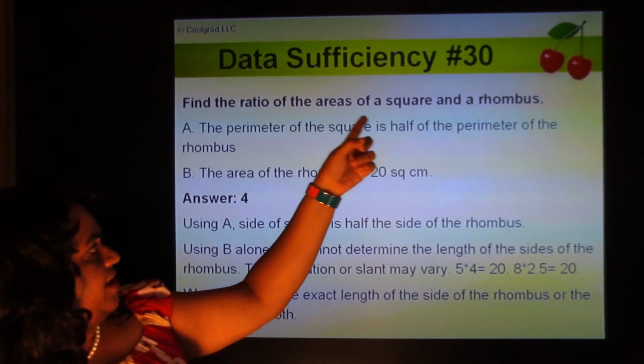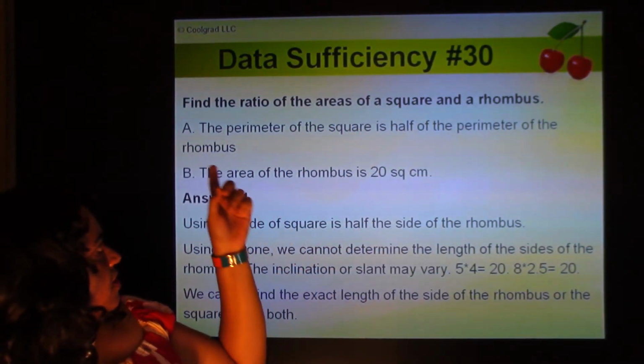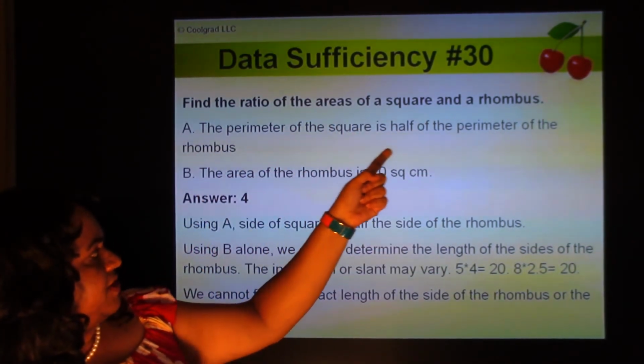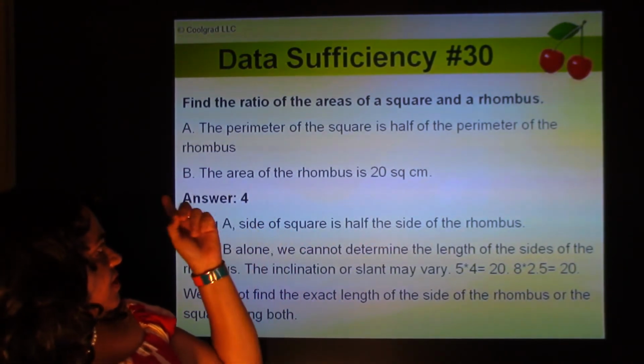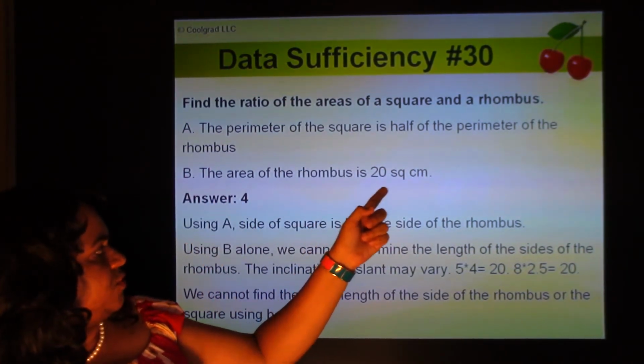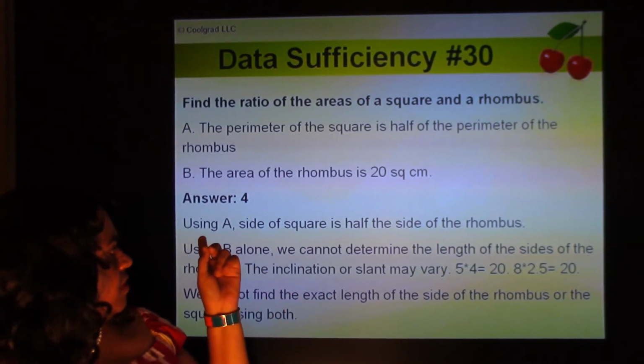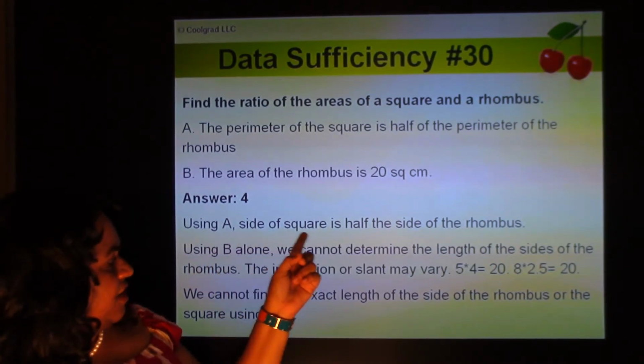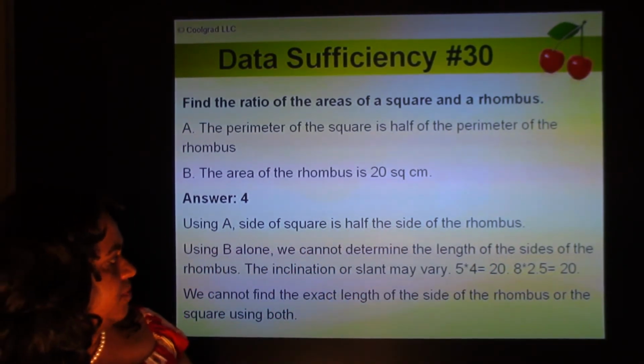Find the ratio of the areas of a square and a rhombus. Statement A. The perimeter of the square is half the perimeter of the rhombus. Statement B. The area of the rhombus is 20 square centimeters. Using statement A alone, the side of the square is half of the side of the rhombus.